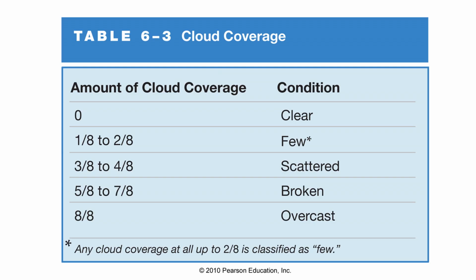But we also have manual observation of cloud cover. And we determine that through using this table. We measure cloud cover in 8 parts or octas. 0 means clear, 1 over 8 to 2 over 8 means few, 3 octas or 4 octas means scattered, 5 to 7 octas means broken, 8 over 8 means overcast, so meaning the sky is completely covered by clouds.